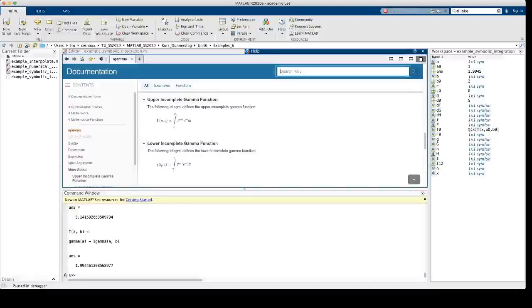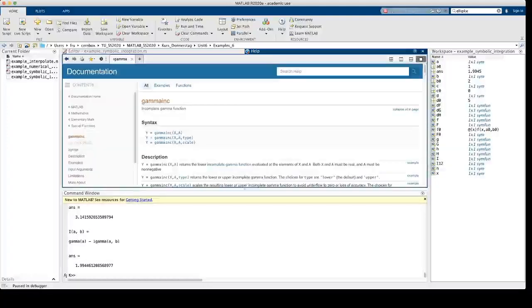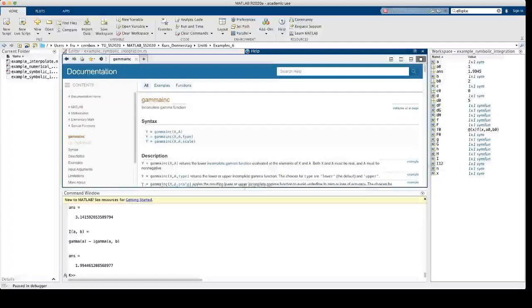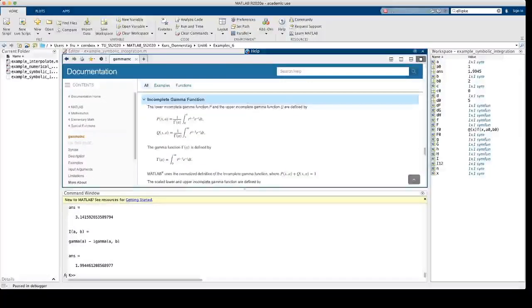There is now a related function which is called gammainc, which is another version of the incomplete gamma function. So this function is defined as the lower incomplete gamma function for parameter a divided by gamma of a. So this value is always between 0 and 1. So if you want to compute the lower incomplete gamma function, we can multiply the function gammainc by gamma of a, and this is what we are doing here.